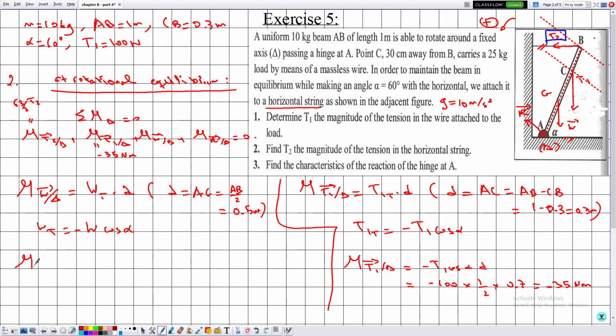So the moment of the weight around delta is equal to minus W cosine alpha multiplied by D, which is equal to minus mg cosine 60 multiplied by D, which is equal to minus 10 multiplied by 10 multiplied by half multiplied by the distance D, which is 0.5. So I think this is 25. So minus 25 Newton meter.